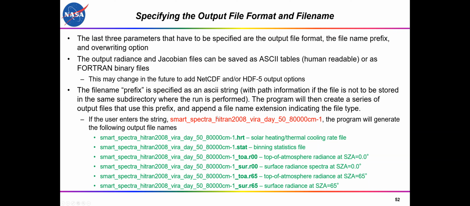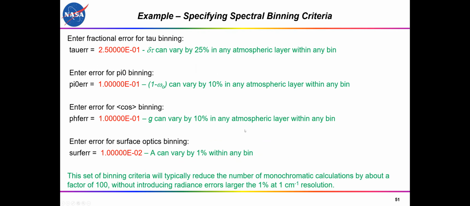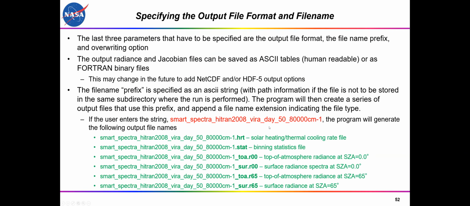And then what it'll do is I give it that, and it generates an output file called that plus .hrt. That's the solar heating rates and thermal cooling rates at each level of your atmosphere and each solar zenith angle. .stat. This is a binning statistics file that'll tell you how well these binning criteria actually simplified your calculation and how much it costs in CPU cycles.